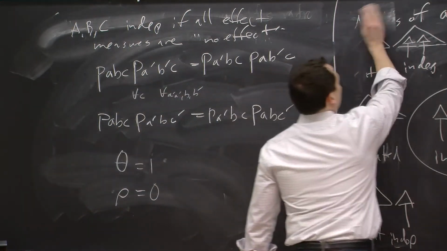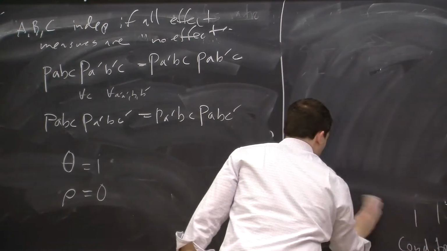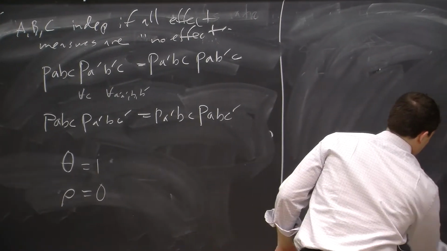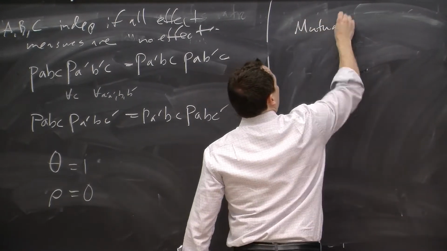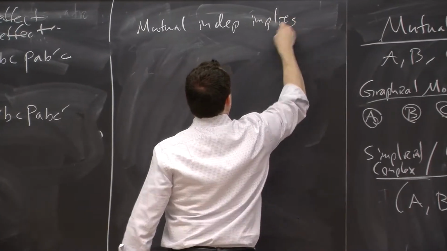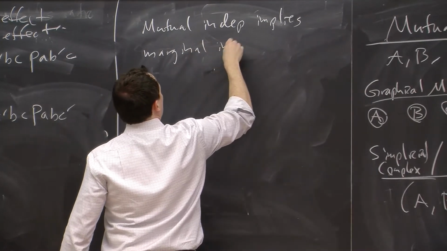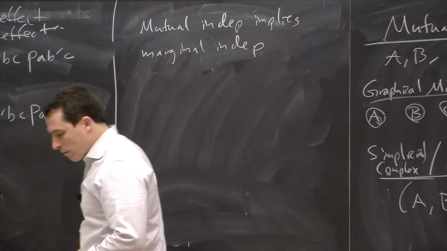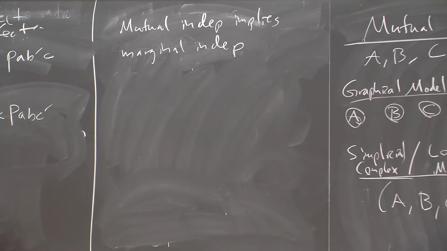So one thing to be careful about is, remember, now we have different notions of independence. We have mutual independence, we have marginal independence, we have conditional independence. And it is true that mutual independence implies marginal independence. But the converse is not necessarily true. In 2 by 2 by 2 tables it's true, but in general tables it's not.